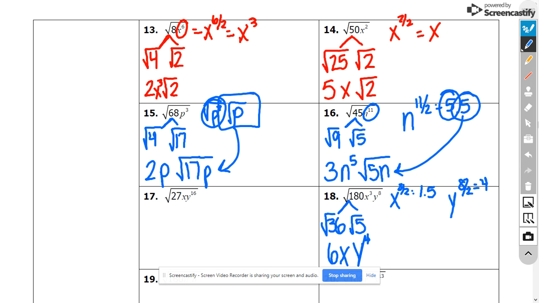y4. And then in the square root, I have a 5. And then I have a half left over, so that goes on the inside.